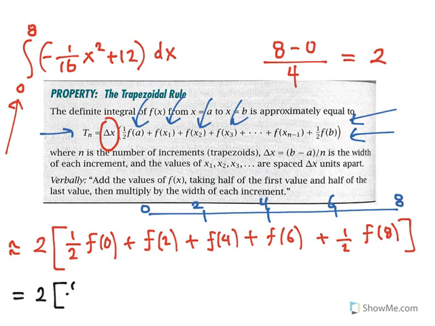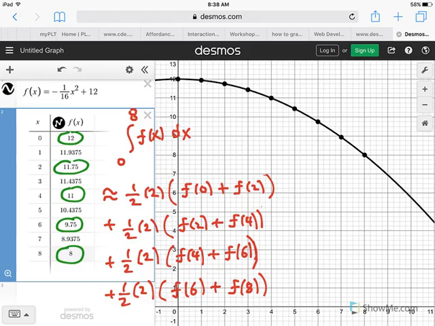So now we're going to have, that would be equal to 2 times 1/2 times f of 0. And again, what is f of 0? F of 0 is 12. It's the function f evaluated at x is equal to 0, which is, of course, going to be the length of the first base of the first trapezoid. And then you have f of 2 is equal to 11.75, f of 4 is equal to 11, f of 6 is equal to 9.75, and f of 8 is equal to 8.